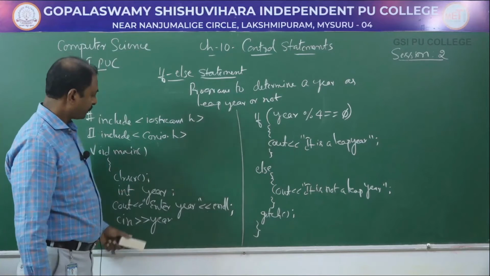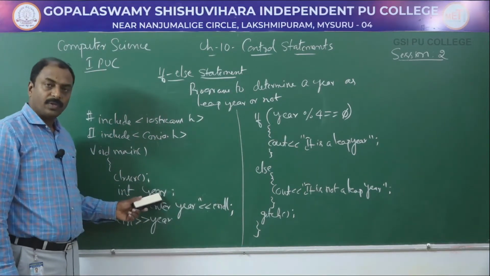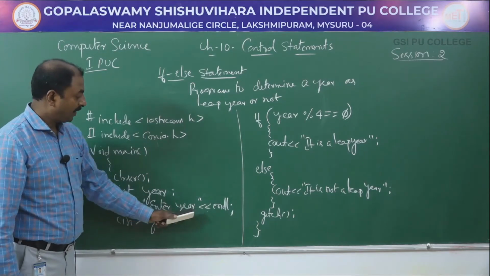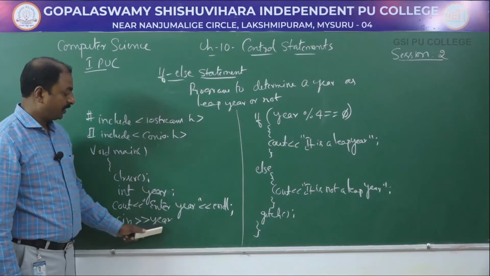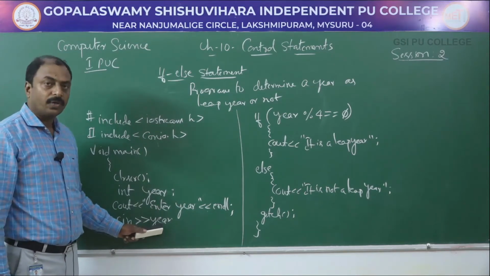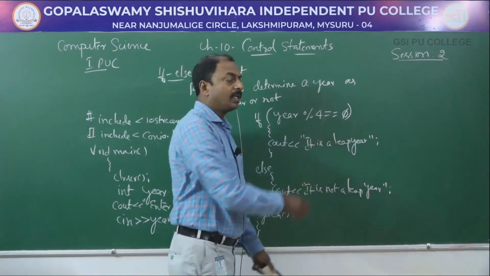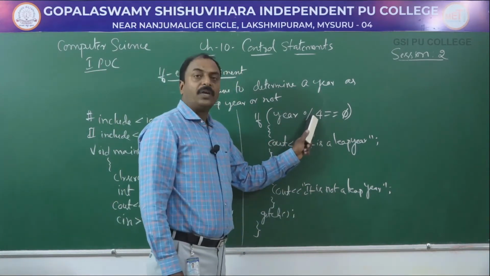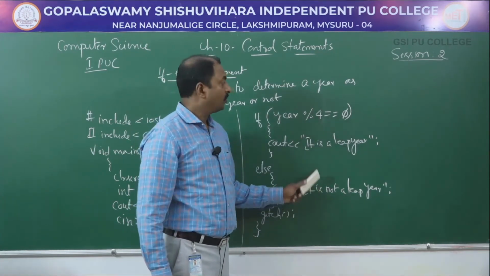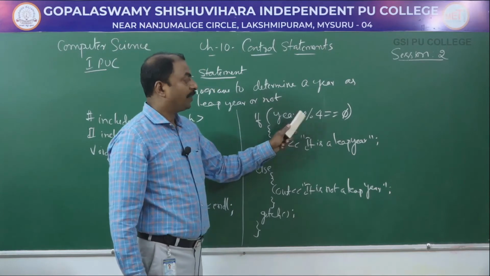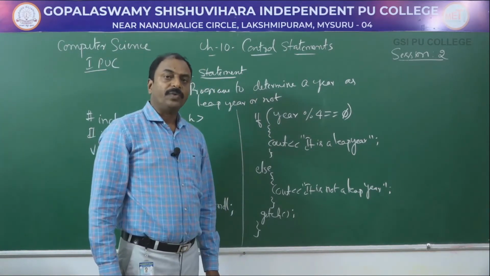Here, as usual, we have to declare the variable. We have used only one variable, year, and "Enter year" is going to be displayed on the output screen. With the help of the cin statement, we are accepting the value for this variable year. Then the logic here is to divide the year by 4. If the remainder is 0, it is a leap year, otherwise not a leap year. So we are using the percentage operator here. This is called the modulus operator. It gives us the remainder of any division.